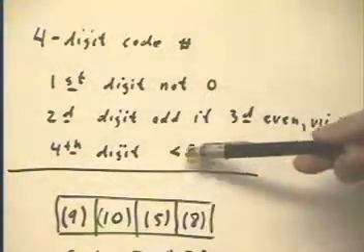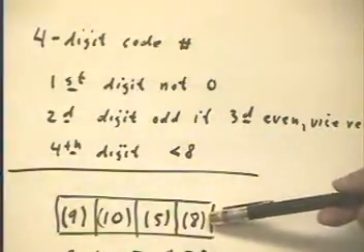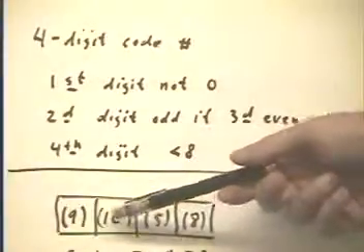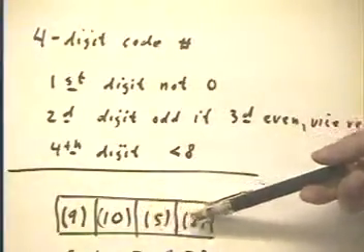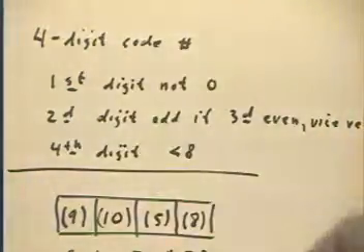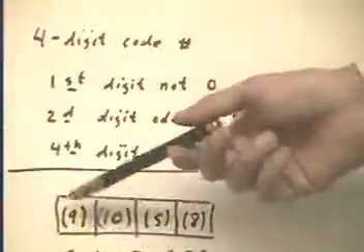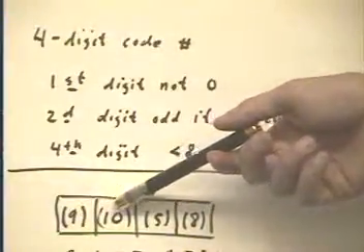Then finally, the fourth digit is less than 8. That gives you 0 through 7. There are 8 digits from 0 through 7. So that there are 9 choices for the first, 10 for the second, 5 for the third, and 8 for the fourth. How many total choices is that? We don't add these numbers, we multiply them, because first we choose this one, and then for each of these choices, there are 10 choices of this one.